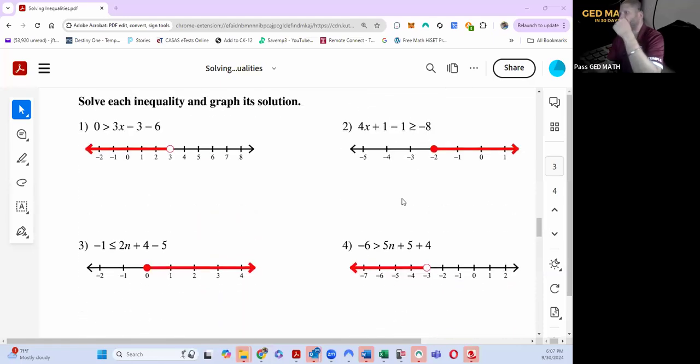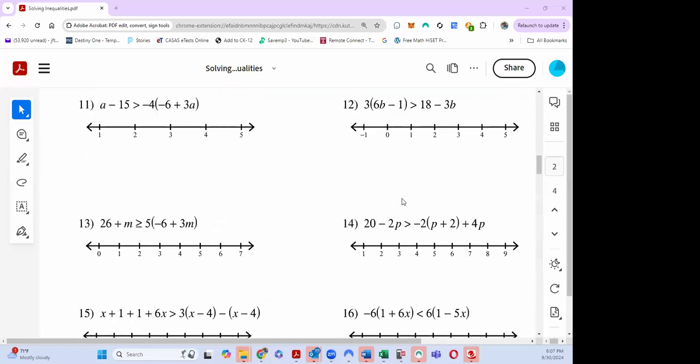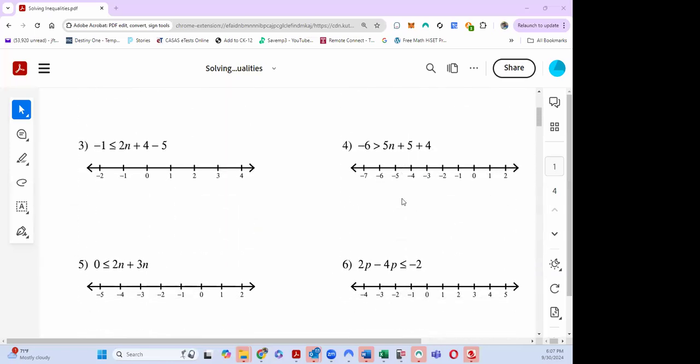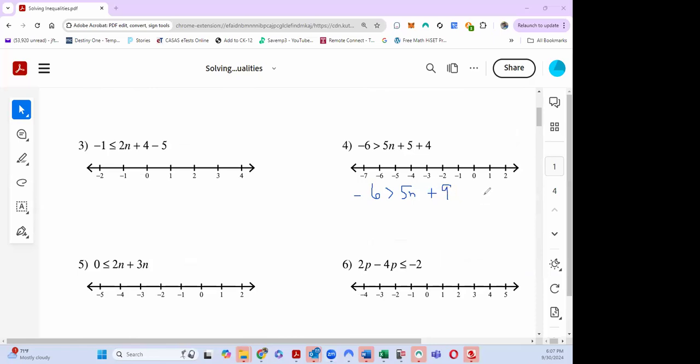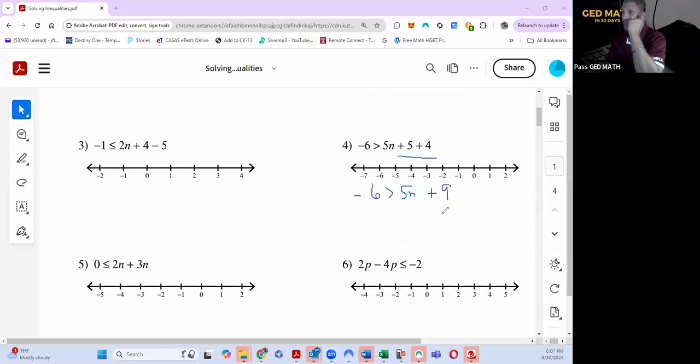Okay, let's look at number 4. First of all, we're going to combine like terms. We get -6 is greater than 5n plus 9. Understand that? The like terms are the +5 and the +4, and those combine to equal 9, right? And then we just drop everything else down.